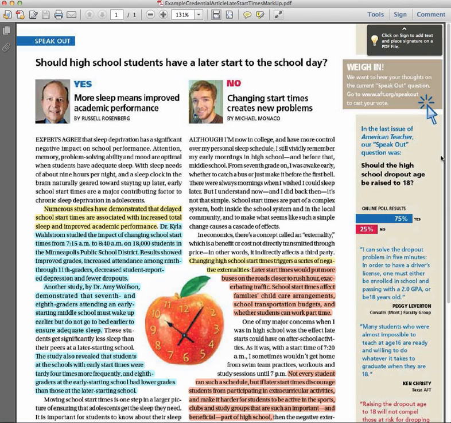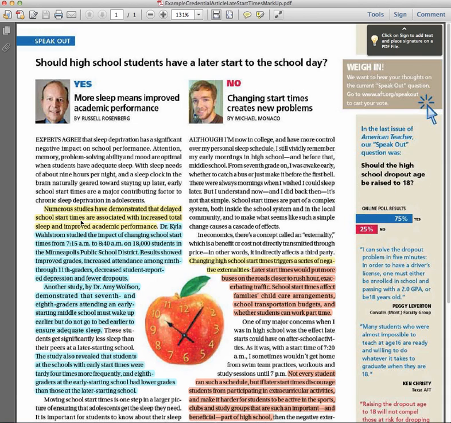And when I go in and look at the article, and I've highlighted some parts here for you, he makes very strong statements. So if you look at what's highlighted in yellow there, it says, numerous studies have demonstrated that delayed school start times are associated with increased total sleep and improved academic performance. That's his argument.